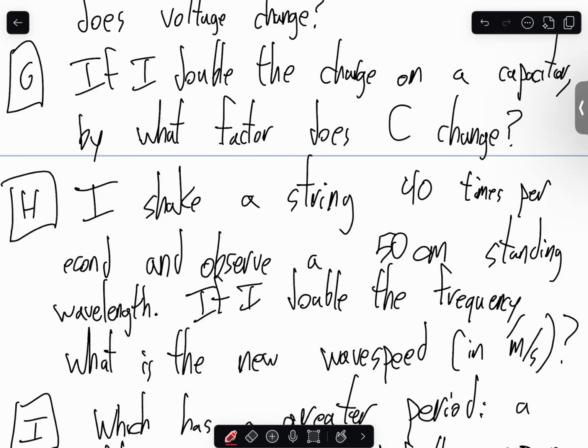Okay. For G, if I say a capacitor is connected to a battery, something happens, and the capacitor is holding twice as much charge while still connected to the same battery, I must have changed the capacitor.